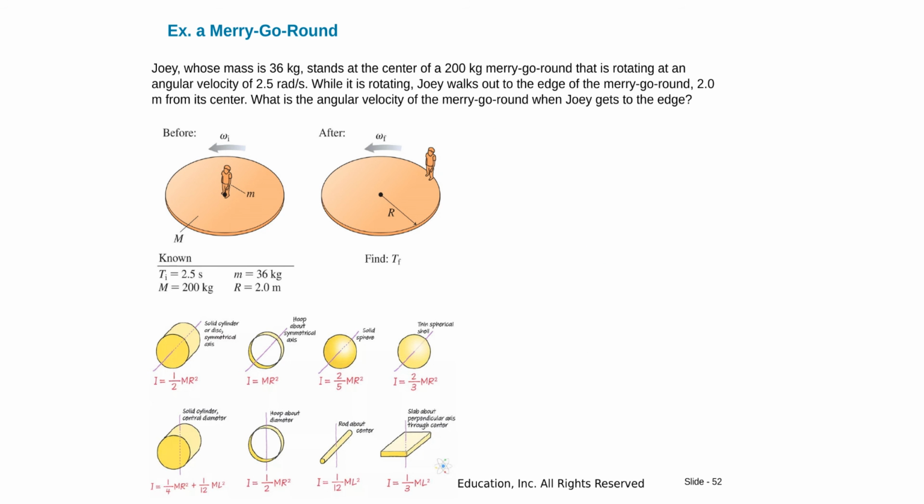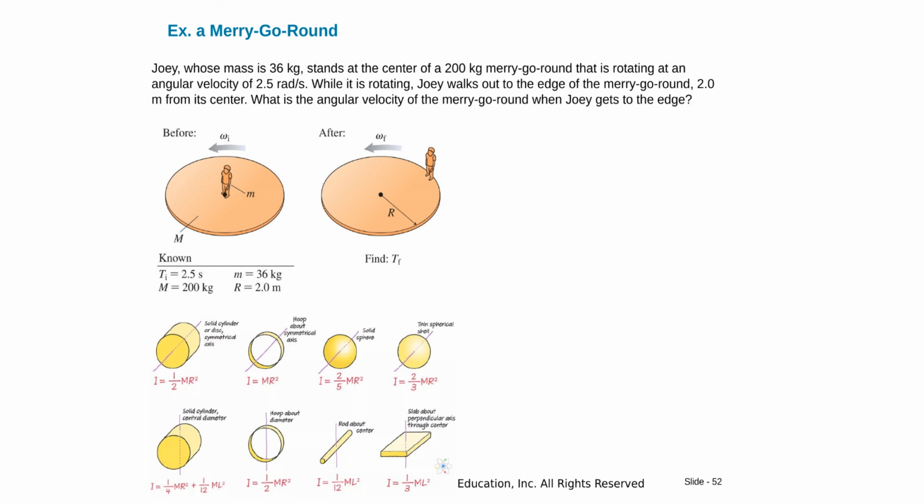This question is more involved. I put in this picture how we calculate the moment of inertia or rotational inertia for several general geometrical shapes. What is happening here is that Joey is in the center of a merry-go-round, and the merry-go-round is rotating with an initial angular momentum. Then Joey walks away to the edge of the merry-go-round, and what is the final angular momentum?